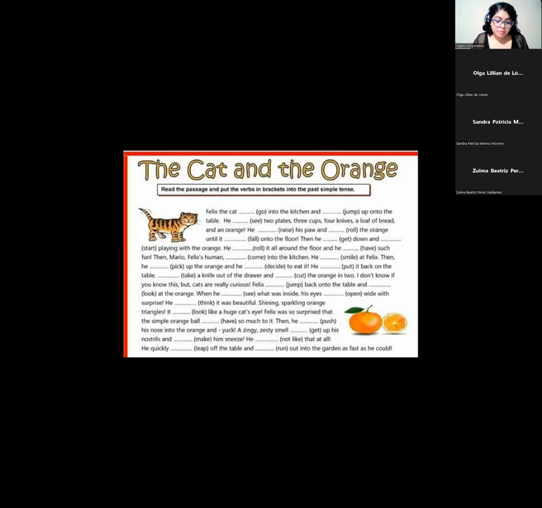Then he got down and started playing with the orange. He rolled it around the floor, and he has such fun.